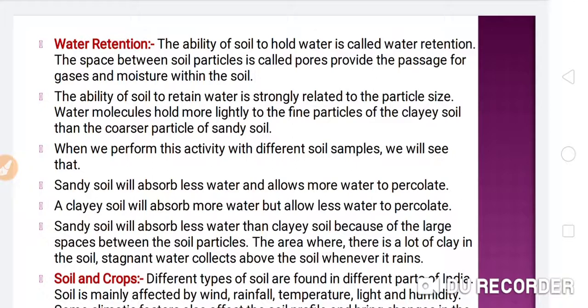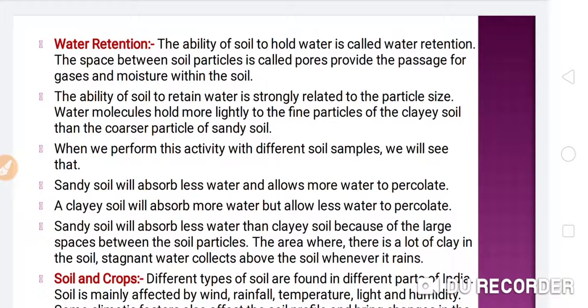Water molecules hold more tightly to the fine particles of the clay soil than the coarser particles of the sandy soil. When we perform this activity with the different soil samples, we will see that sandy soil will absorb less water and allows more water to percolate. Why? Due to the size of the particles.